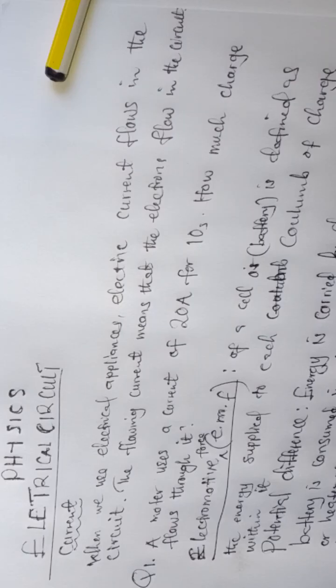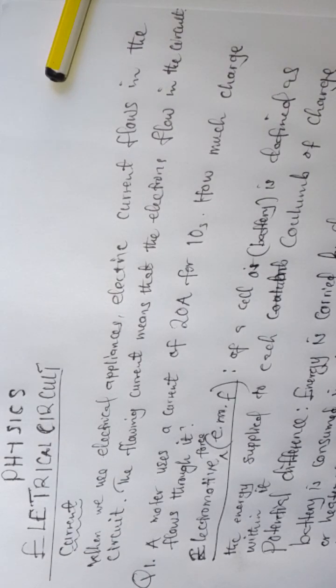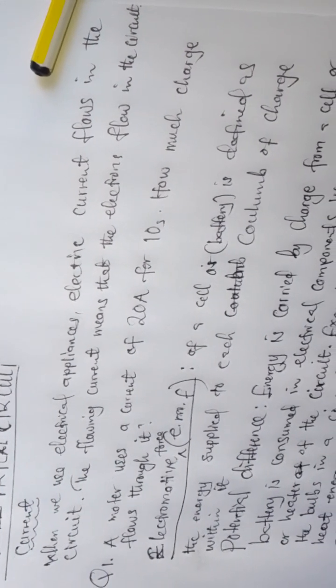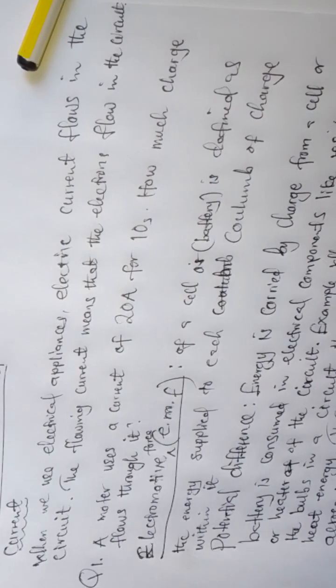So when we use electrical appliances, electric current flows in the circuit, or we say the rate of flow of charge in a circuit. The flowing current means that the electrons flow in a circuit. So when those electrons, the charges, flow in that circuit, you can say it's what? A current. It's a current.